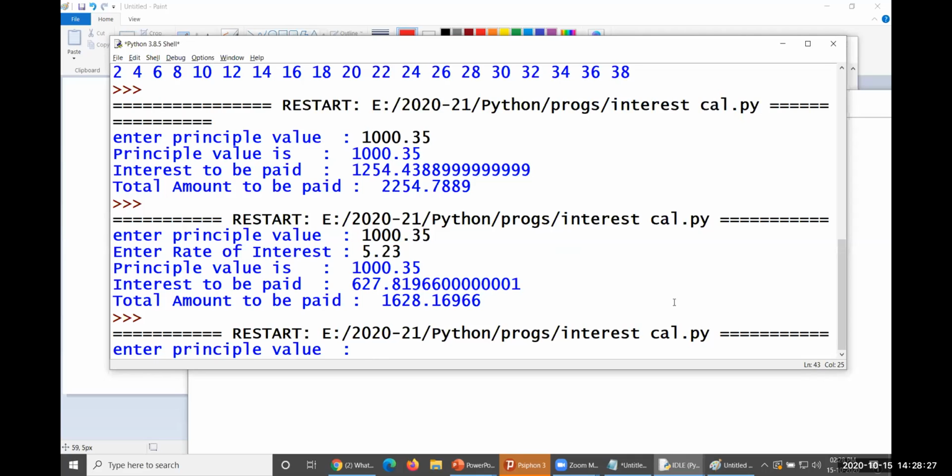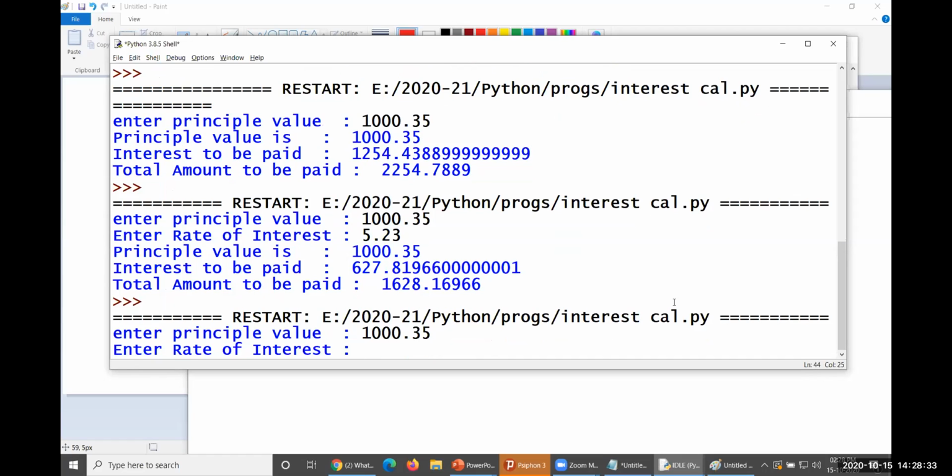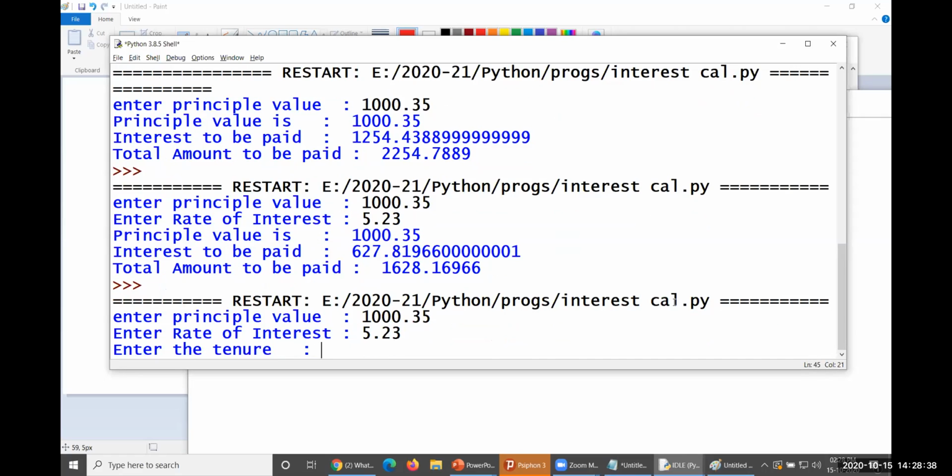Let me take 1035 paise, followed by interest of 5.23%. But for my time, I'm not interested in giving 12 months to my friend. I'd like to collect this amount in only 6 months. Within 6 months, I'd like to collect from my friend.